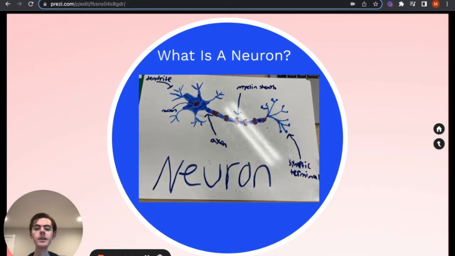The neuron is made up of seven different parts: the dendrites, soma or cell body, the nucleus, the axon, the myelin sheath, and lastly, the synaptic terminal or the synapses.